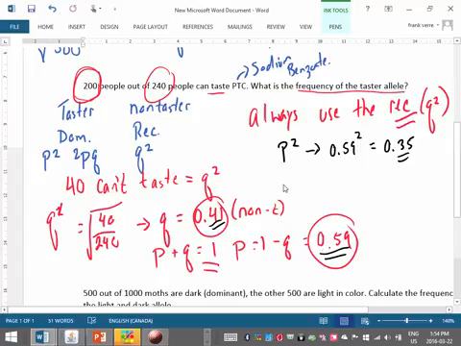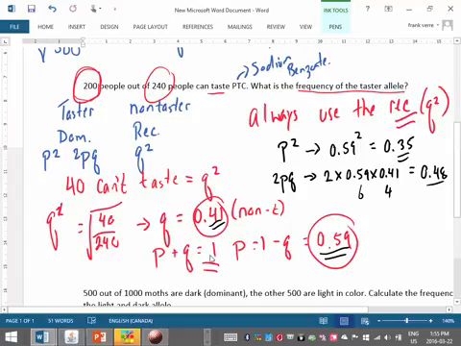And like Miriam just said, if I want to know what my heterozygous frequency is, well, that would simply be 2 times P, which is 0.59, times Q, which is 0.41. What is that? About 48%. Should be close to 0.48. Well, because this is close to 6, this is close to 4. 6 times 4 is 24. 24 times 2 is 48. So it has to be 0.48.